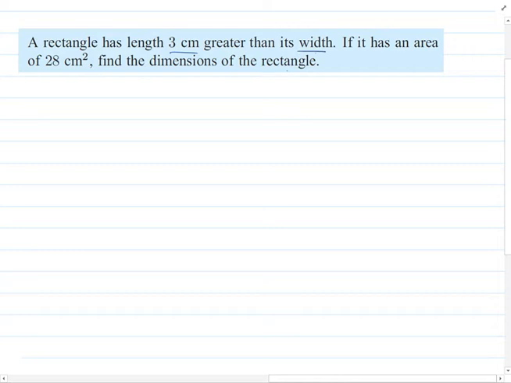We're looking at a rectangle that has a length 3 centimeters greater than its width, and it has an area of 28 centimeters squared. Find the dimensions of the rectangle. So let's just quickly sketch out this rectangle to visualize the problem that we've got.